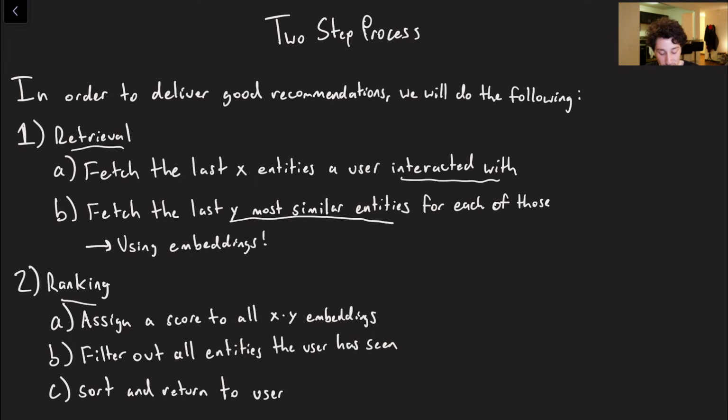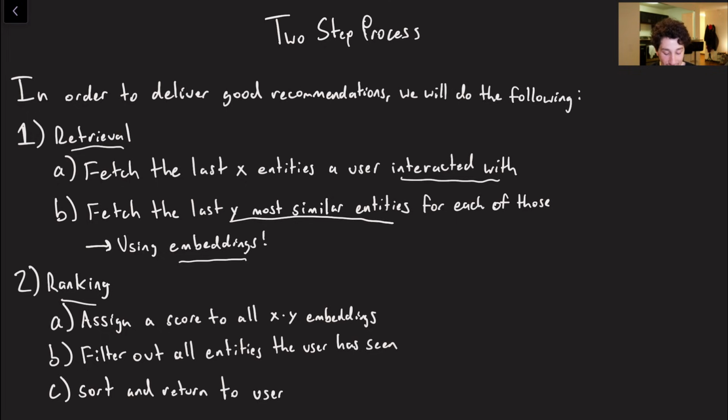And the way that we're going to do that is using our embeddings, because embeddings are numeric, and they allow us to compute similarity between two vectors. The next step is going to be ranking. After we do all of this retrieval, we now have a bunch of candidate vectors, and we have to rank them to take the top few that are most relevant for a given user.